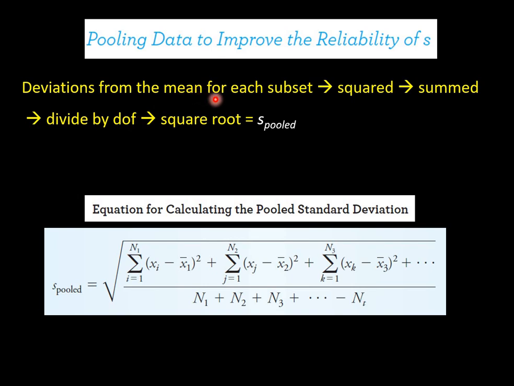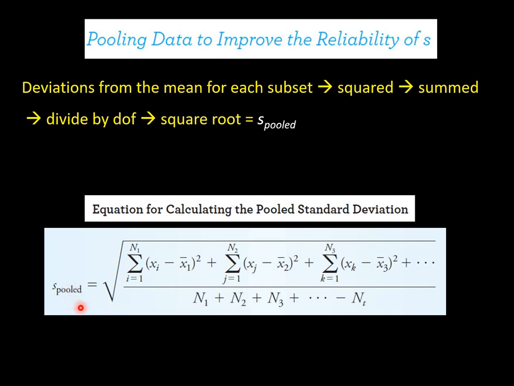So what we do actually is take the deviations from the mean for each subset. So xi minus x1 for the first set, squared, and then summed. This part is the sum for the first set and the second set. So this summation is talking about the sum for first, second, third, and so on. And then you divide by the number of degrees of freedom, and finally you take the square root to get the S pooled.